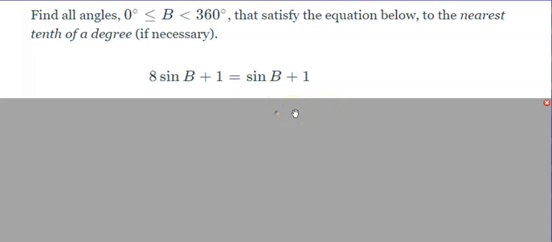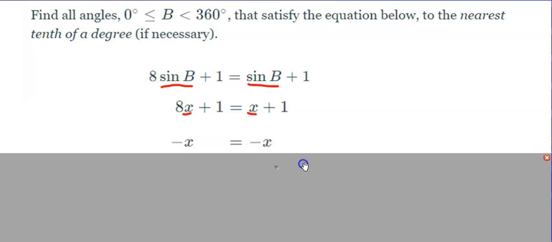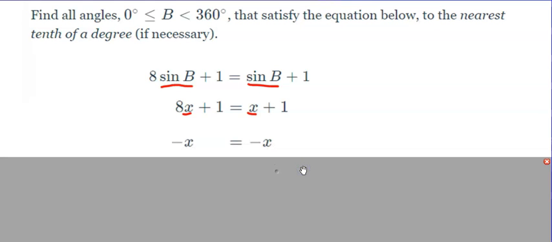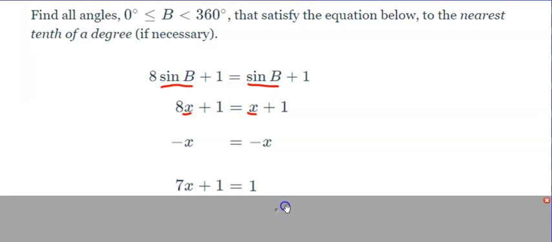So to make your life easier, what we're going to do is replace sine b with the variable x. The reason why we want to do that is because it helps us know what we should be solving for. We're trying to solve for sine b. In other words, we're now going to solve for x. We want to get x by itself. This is a multi-step equation now. So the first thing you want to do is subtract x on both sides to move everything to the left side. That gives you now 7x plus 1 equals 0.